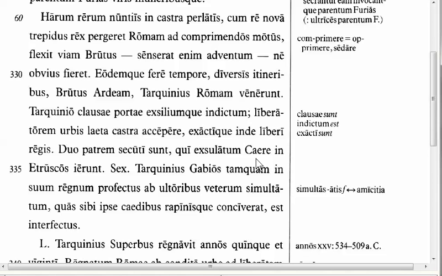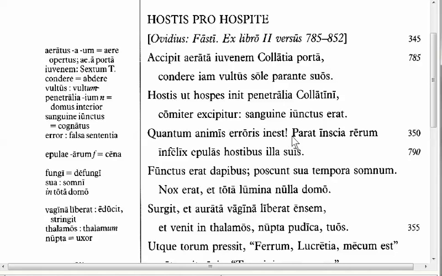The next new feature is in line 350. And here we have, quantum animis erroris inest, parat inscia rerum infelix epulas hostibus illa suis. So how great an error is in her heart, talking about Lucretia. She, not knowing what's going on, unknowing of the things that her enemy had planned, she, the unlucky girl, prepares dinner for her enemy. The new feature here is inscia plus rerum, not knowing things. This rerum is acting as an object of inscia. Inscia is one of those adjectives, not knowing, and it takes the genitive as its object. So not knowing things.